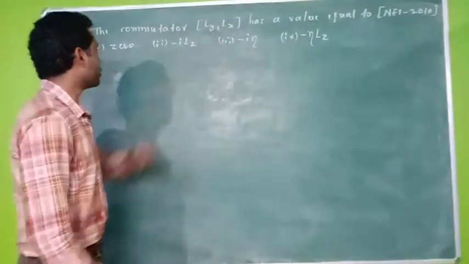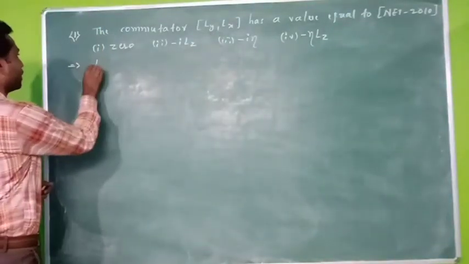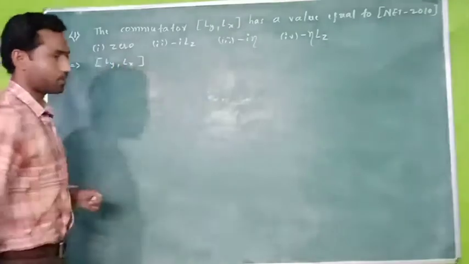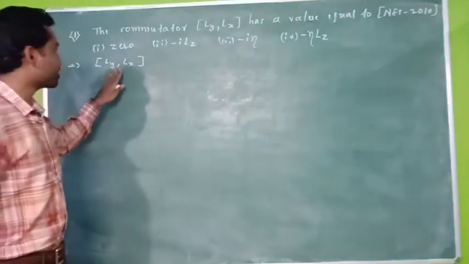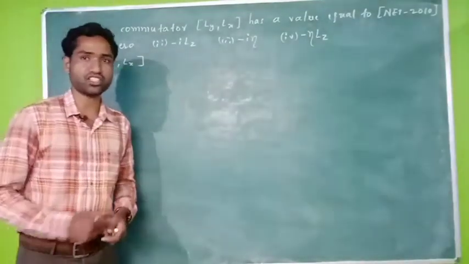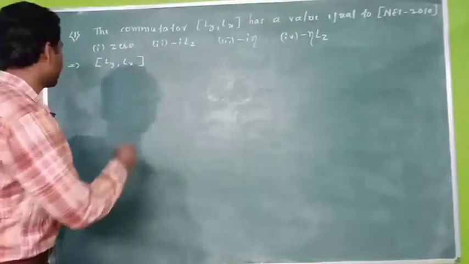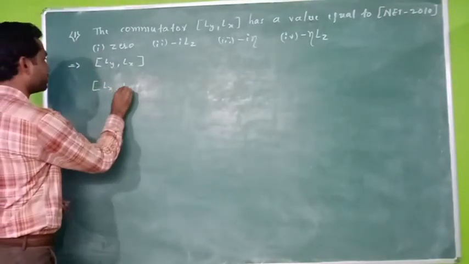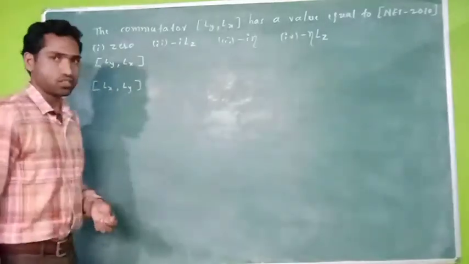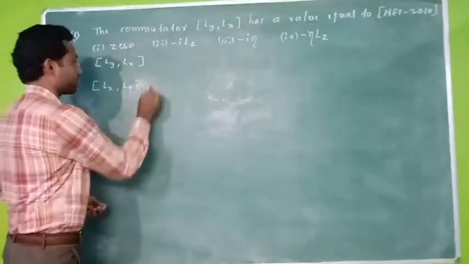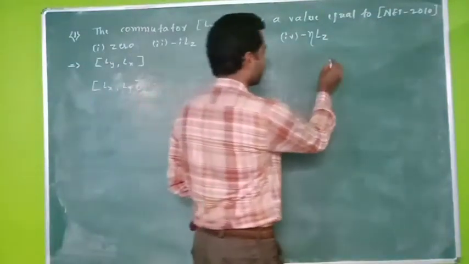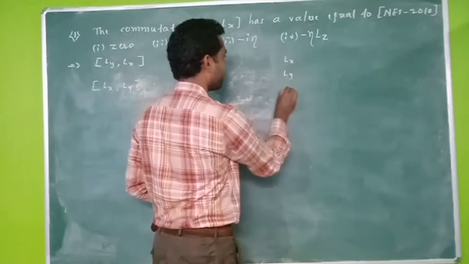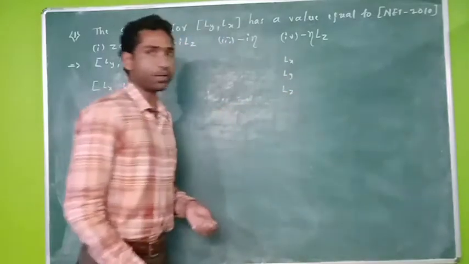So we have to find out the commutator of Ly and Lx operators. In order to understand this question, we have to understand one generalization here. We have to find out the commutator of Lx and Ly operators. In order to do this, we must know the operators Lx, Ly and Lz.